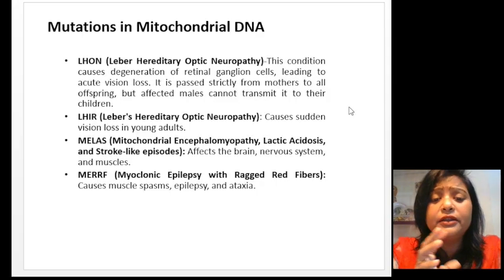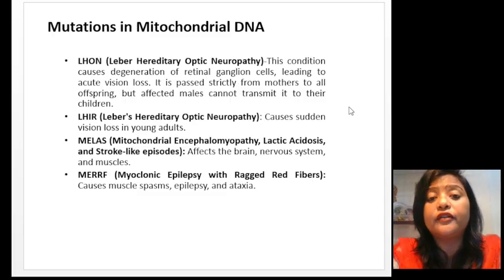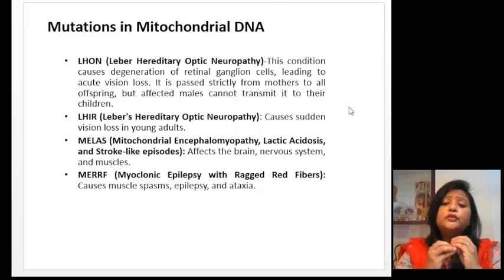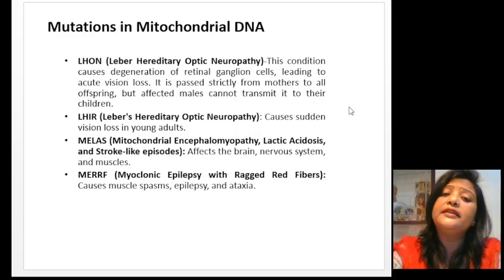I don't know, but they write it as LHON and LHIR. Okay, so anyways, it's the same. It causes sudden vision loss in young adults. So MELAS is mitochondrial encephalomyopathy, lactic acidosis, and stroke-like episodes. This condition will affect the brain, the nervous system, and the muscles.